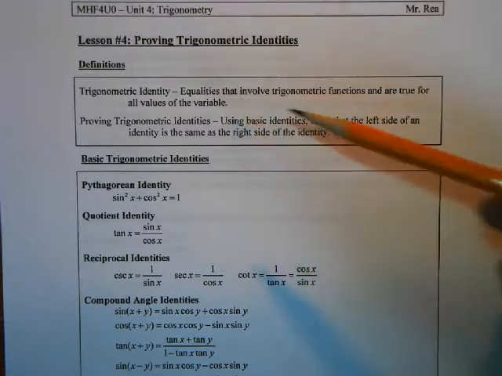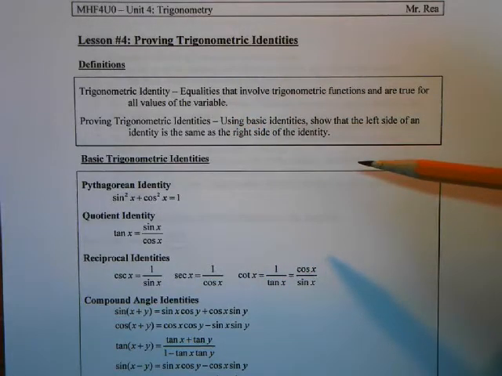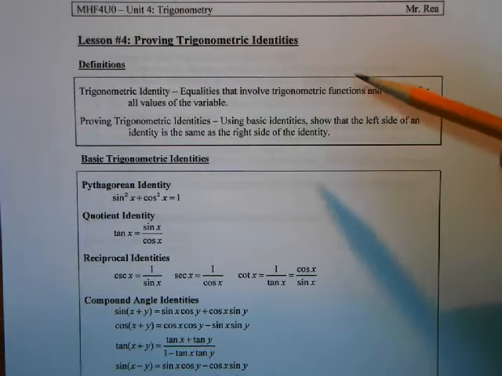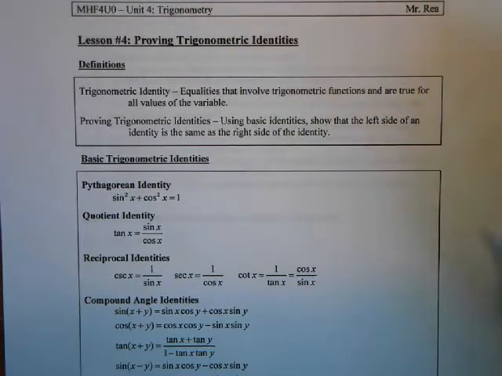For example, you can't just see an identity and say, look, I'm going to plug in an angle, and if it works, then the identity is proven. Well, that's not true. You've just proved it works for one angle, and it may not work for any other angles, or there may be one angle where it doesn't work.